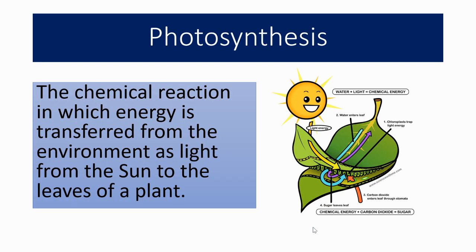So photosynthesis. Photosynthesis is a chemical reaction in which energy is transferred from the environment as light energy from the sun to leaves of a plant. So essentially, the chlorophyll takes the light energy, absorbs it, and transfers it into glucose. This is super important because animals can't do this. Only plants can do this. Animals can't make their own food, but plants can make their own food.